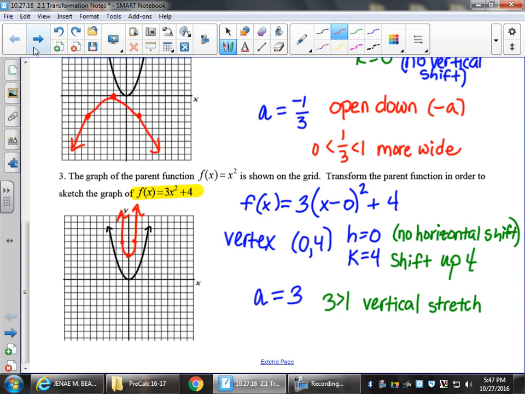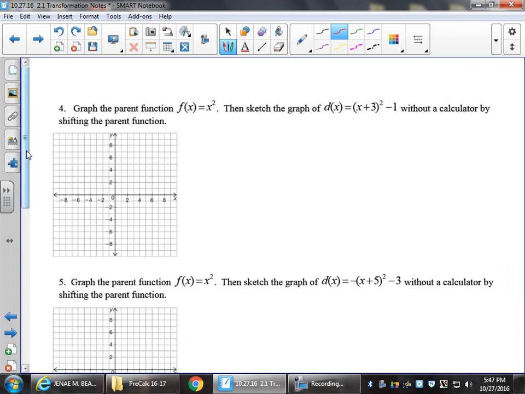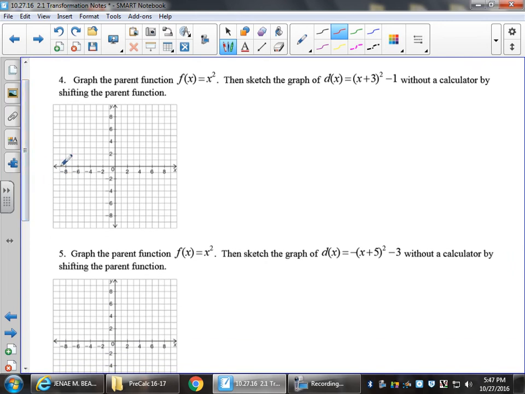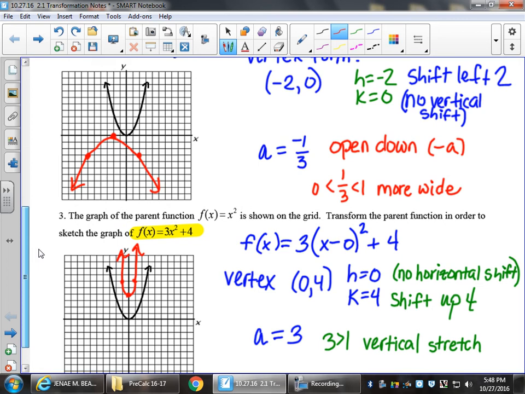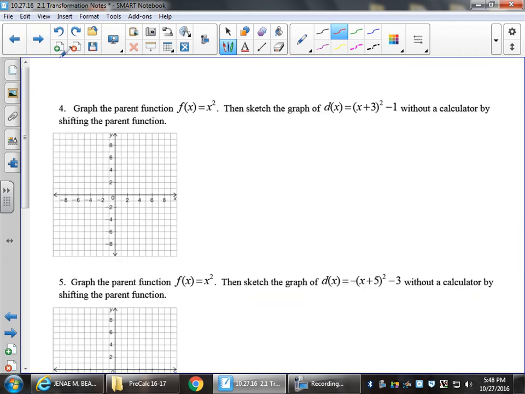Let's take a look at graph 4. Graph 4 says, graph the parent function f of x equals x squared. Then sketch the graph of d of x equals (x plus 3) squared minus 1 without a calculator by shifting the parent function. So comparing graph 4 to what we've been working on, these graphs gave us a parent function graphed. Now we're going to sketch our own first.